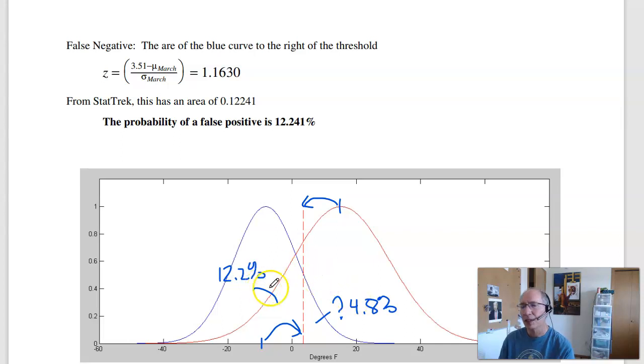And everyone's going to get a different answer. Depends where you draw the threshold. If I move this threshold right, I have more false negatives, but fewer false positives. Move it left, I have fewer false negatives, but more false positives. It's kind of a trade-off. I can't avoid it.